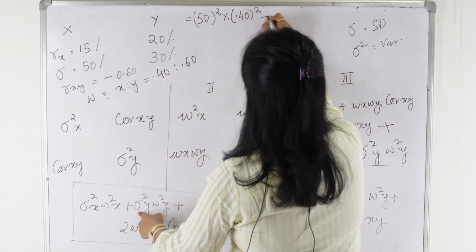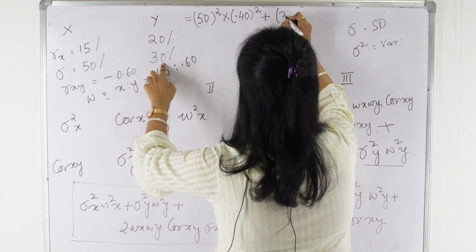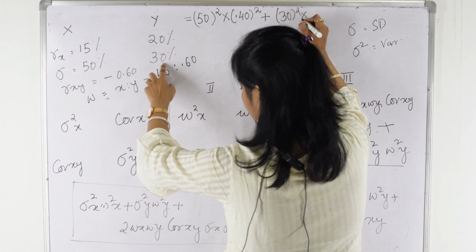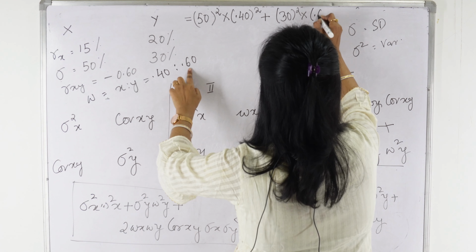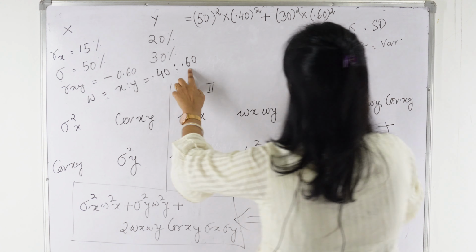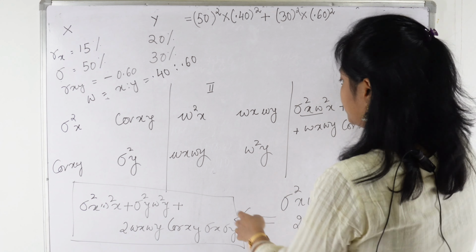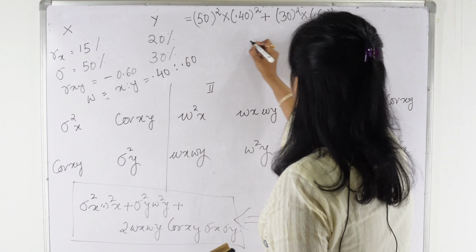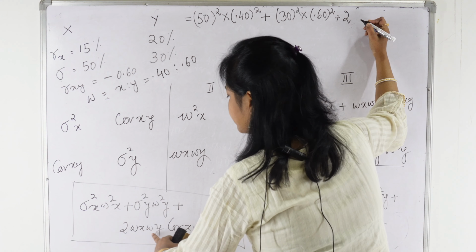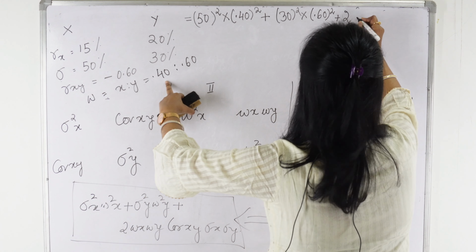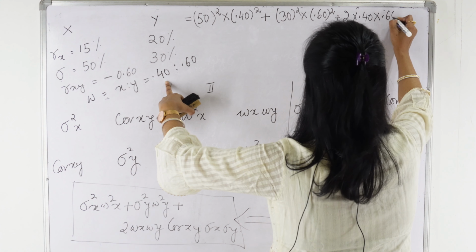Then what I have to do, find out the variance of y. Variance of y is 30 square into, I need the weight of y. Weight of y is 60, so 0.60 square. Okay. Till here we have done. Now we want 2 times. So I'll write here plus 2 times. I need weight of x and weight of y to be multiplied. Weight of x is 40% and y is 60%.